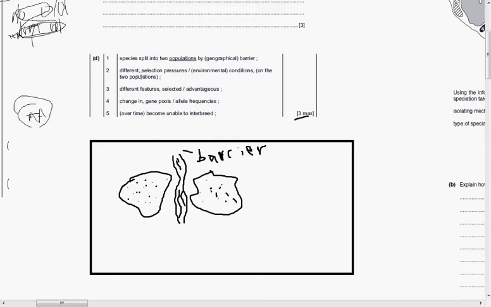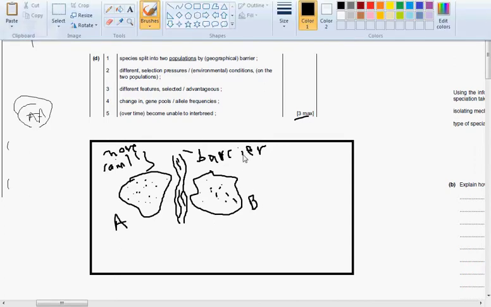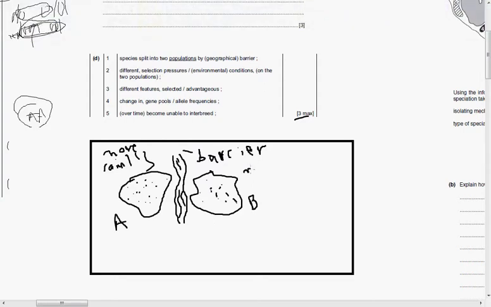Then we have selection pressures. Now there are different selection pressures. Let's say there is more rain here. So these are selection pressures, and this is region A and this is region B. In region B we have more sun, and different features are selected.